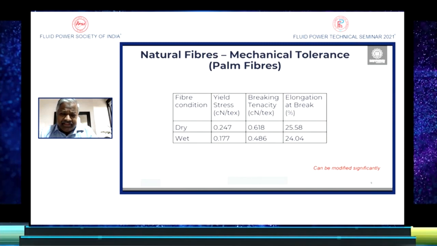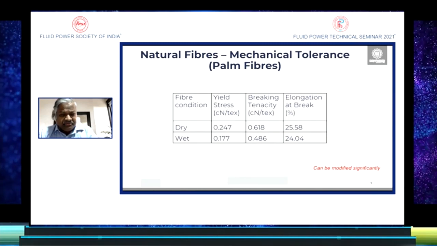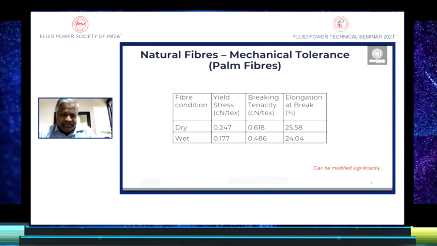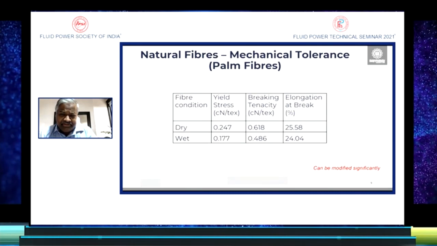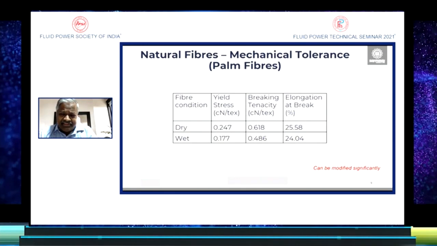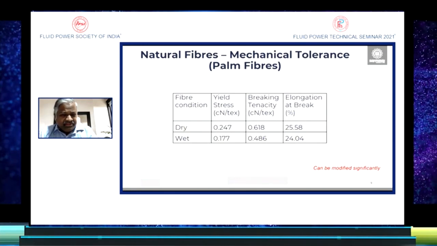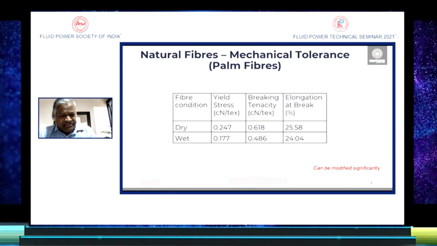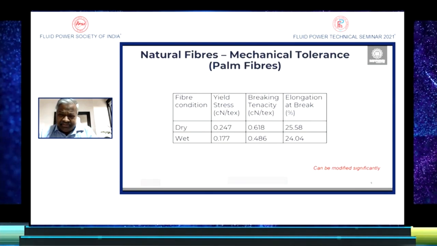It means even on repeated use, Mr. Biswas was talking about the drop in the filtration efficiency on repeated use. These fibers will not change the efficiency in the process. So they are suitable for dry filtration as well as wet filtration.